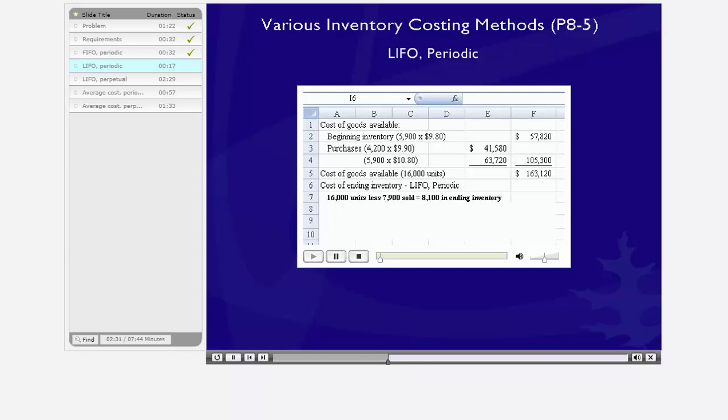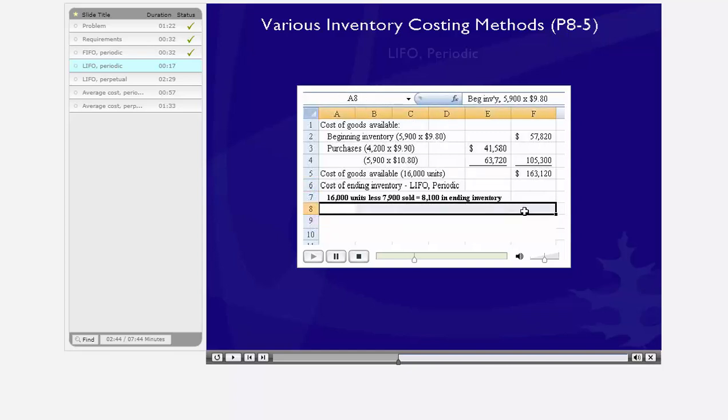Okay, now let's take a look at the LIFO periodic approach. And just like the FIFO periodic approach, we start off the same way. We compute the cost of goods available, which we did previously, and what we came up with was the 16,000 units had a cost of goods available of worth $163,120. So now we need to calculate what's the cost of ending inventory and what's the cost of goods sold if we were using LIFO periodic.